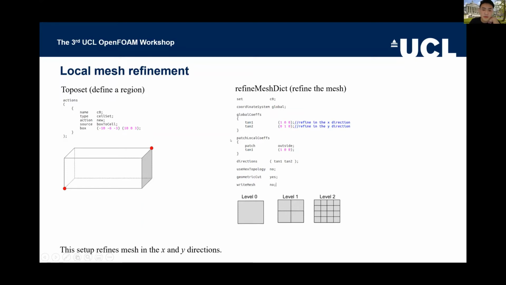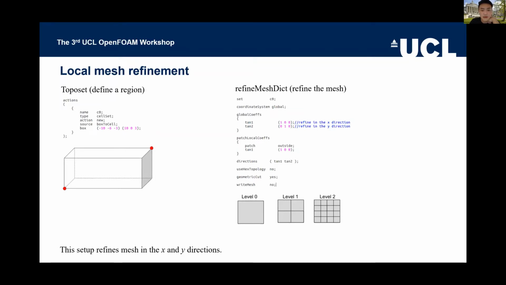One more thing is about the level. Level 1 means the refinement level is 1. If we have a box, refinement level 1 divides it into 4, actually in 3D it will be 8 cells. So this refinement is quite a lot, because 1 cell will eventually become 8 cells. So be careful not to use too high a level, because level 2 actually gives 64. Normally I would just put 1 here. So this refines the mesh in the x and y directions.